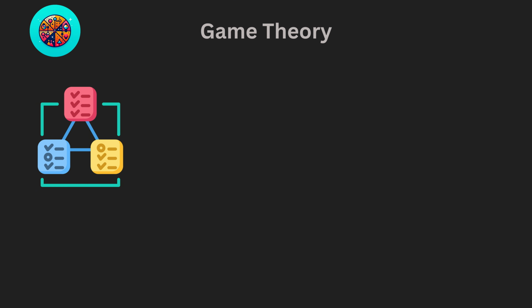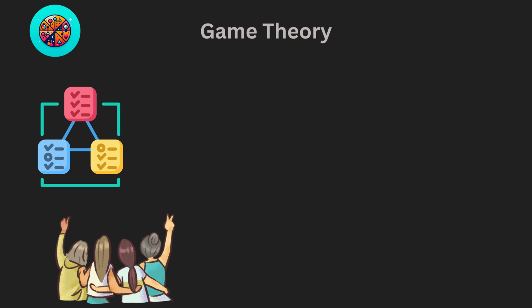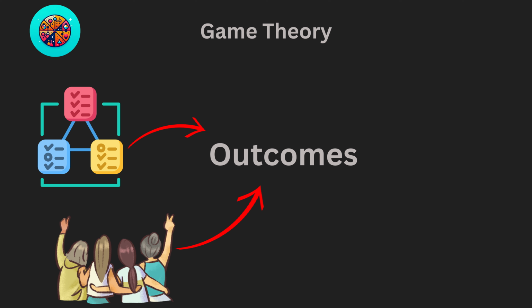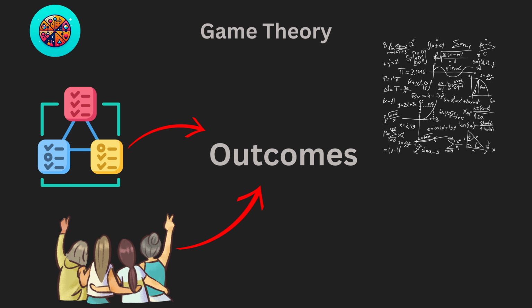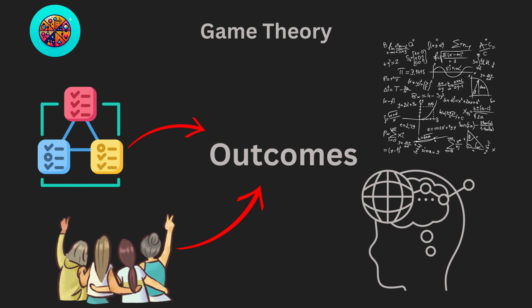Game theory. Often applied in economics, game theory is a theoretical framework for conceiving social situations among competing players. It aims to predict the outcomes of these interactions by considering the strategies of all participants, focusing on mathematical models of conflict and cooperation between intelligent, rational decision makers.